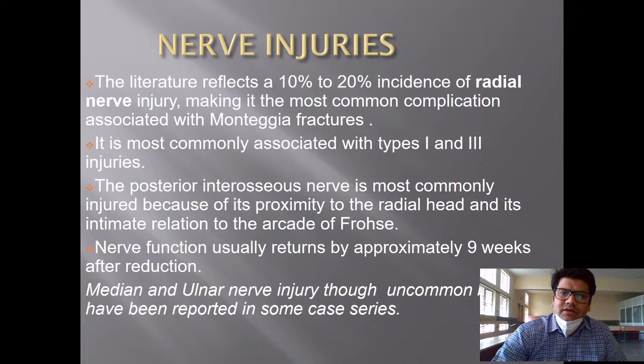Nerve injuries: there is a 10 to 20% incidence of radial nerve injury, most commonly associated with type 1 and type 3 injuries. The posterior interosseous nerve is most commonly injured. Nerve function usually returns by approximately 9 weeks after reduction. Median nerve and ulnar nerve injury, though uncommon, have been reported in some cases.